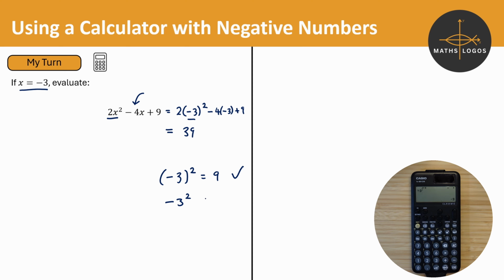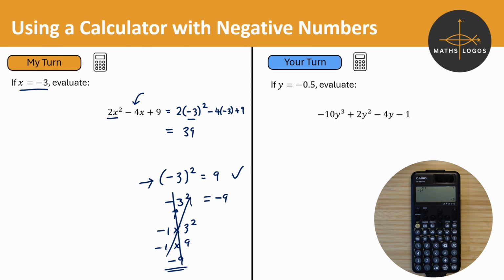Now my calculator hasn't made a mistake. It's actually done what we've asked it to do. Your calculator treats this as negative 1 multiplied by 3 squared. It does the 3 squared first to give you 9, and then it does negative 1 times 9 to give us negative 9. When we're dealing with negative numbers, that's not what we want our calculator to do. We want our calculator to do negative 3 multiplied by negative 3, which is why we need to put the brackets around the negative 3. Pause the video, use your answer button on your calculator to do this, and give it a go.